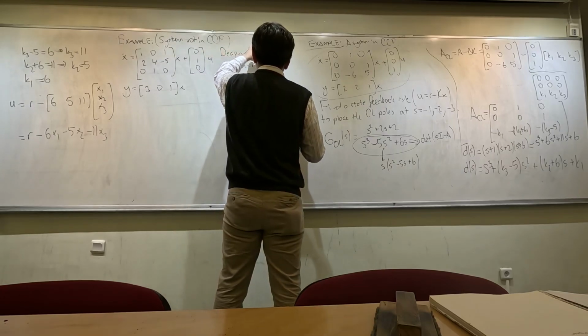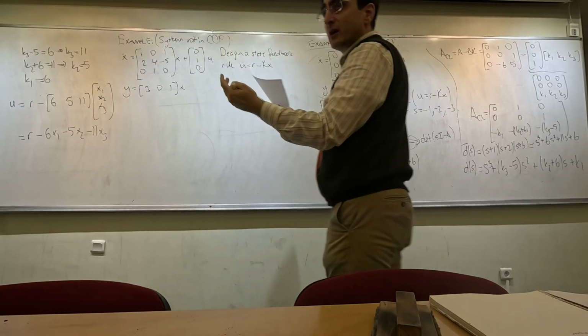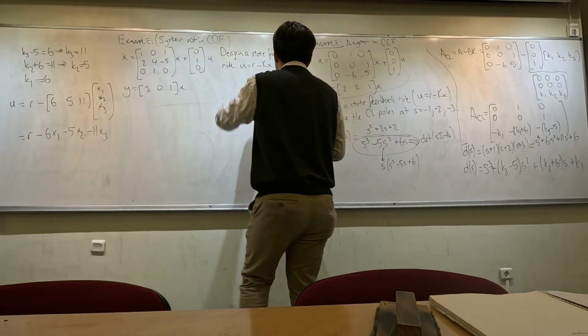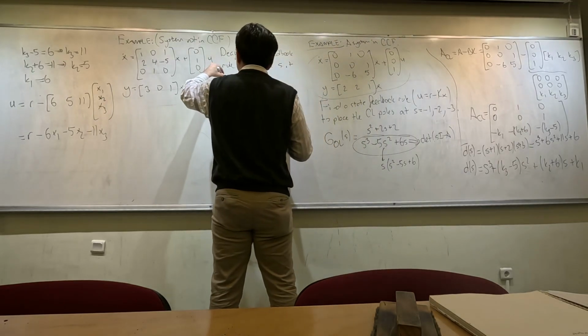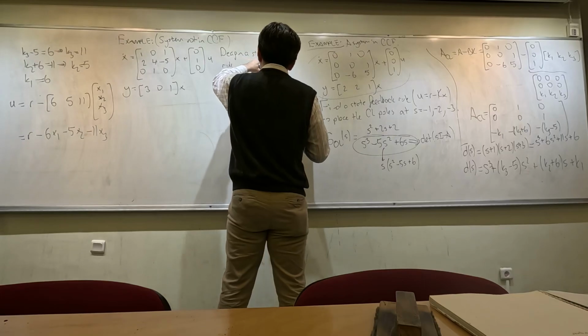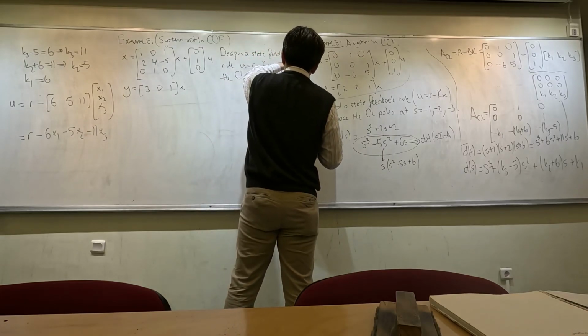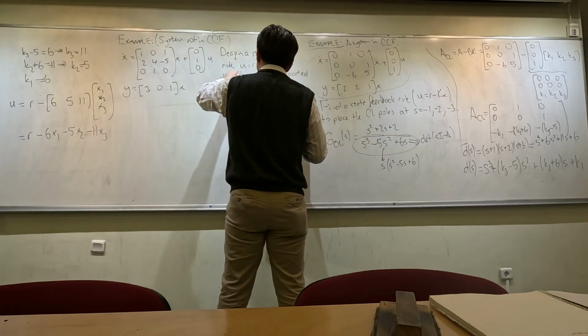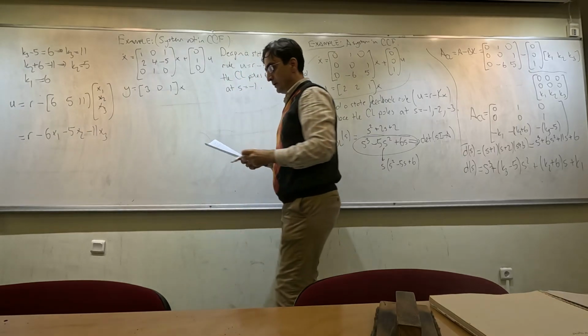u is equal to r minus kx. This means that I need to choose what k is, such that the closed loop poles are all located at s equals to minus 1. Okay.